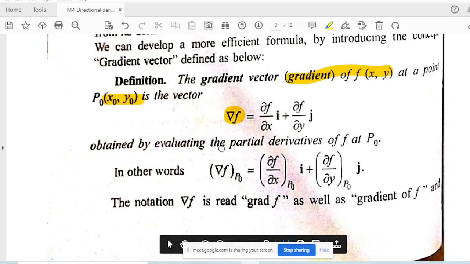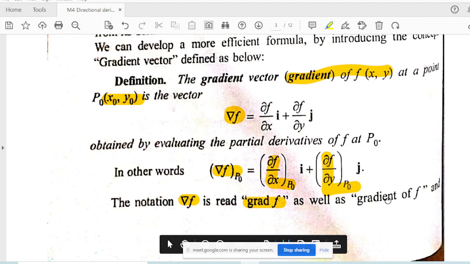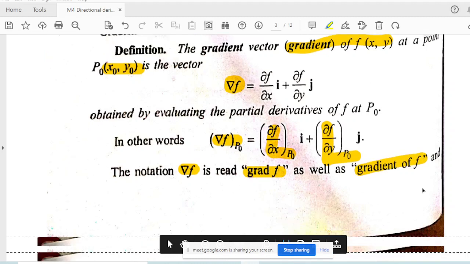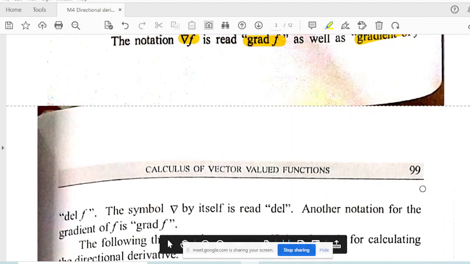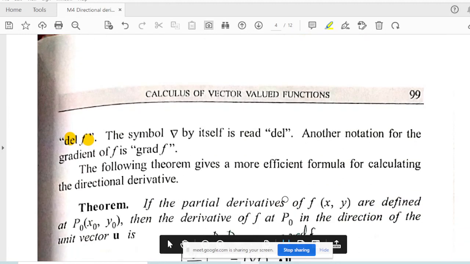In other words, if we have to find it at the point p naught, del f at p naught equals dou f by dou x at p naught i plus dou f by dou y at p naught j. So grad f is read as grad f, also called gradient f. It is also called del f or nabla; some texts call it del f. The symbol is usually read as nabla or del. As in your text, you can call it del.